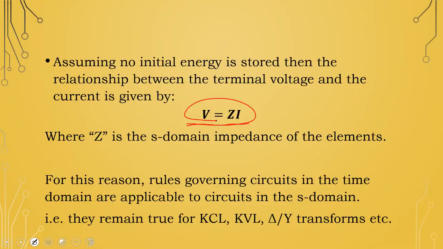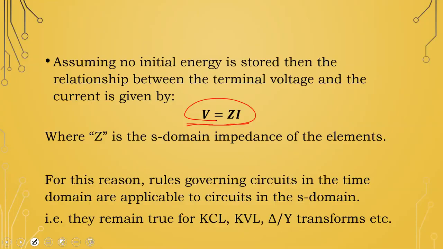So if KCL is true in the frequency domain, it also means that nodal analysis is applicable in the frequency domain. If KVL is true, then it means that mesh analysis is also true in the frequency domain. All right? So all those principles that you have been learning from networks 1 into networks 2 are all applicable. Just that the element representation needs to be correct. Okay? So that's it for representation.